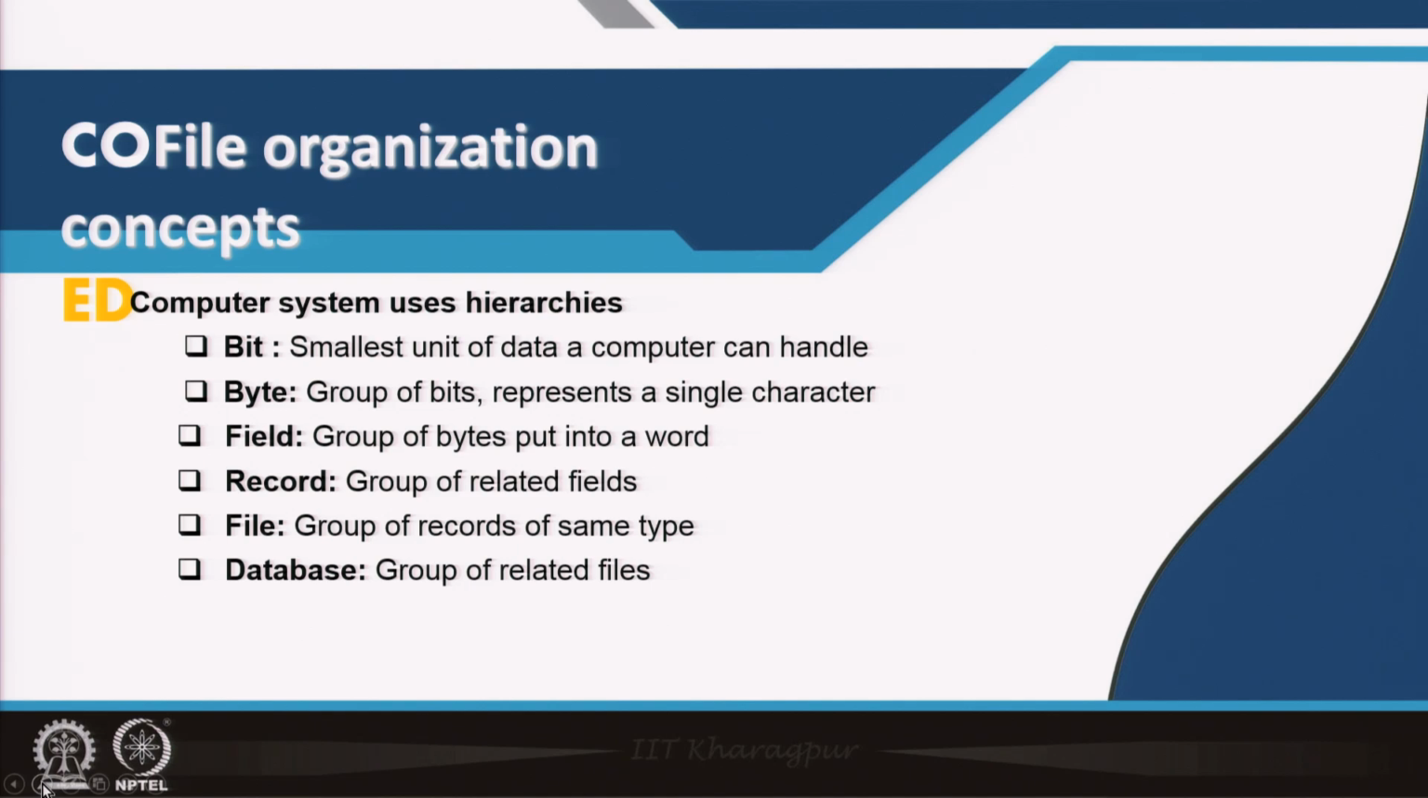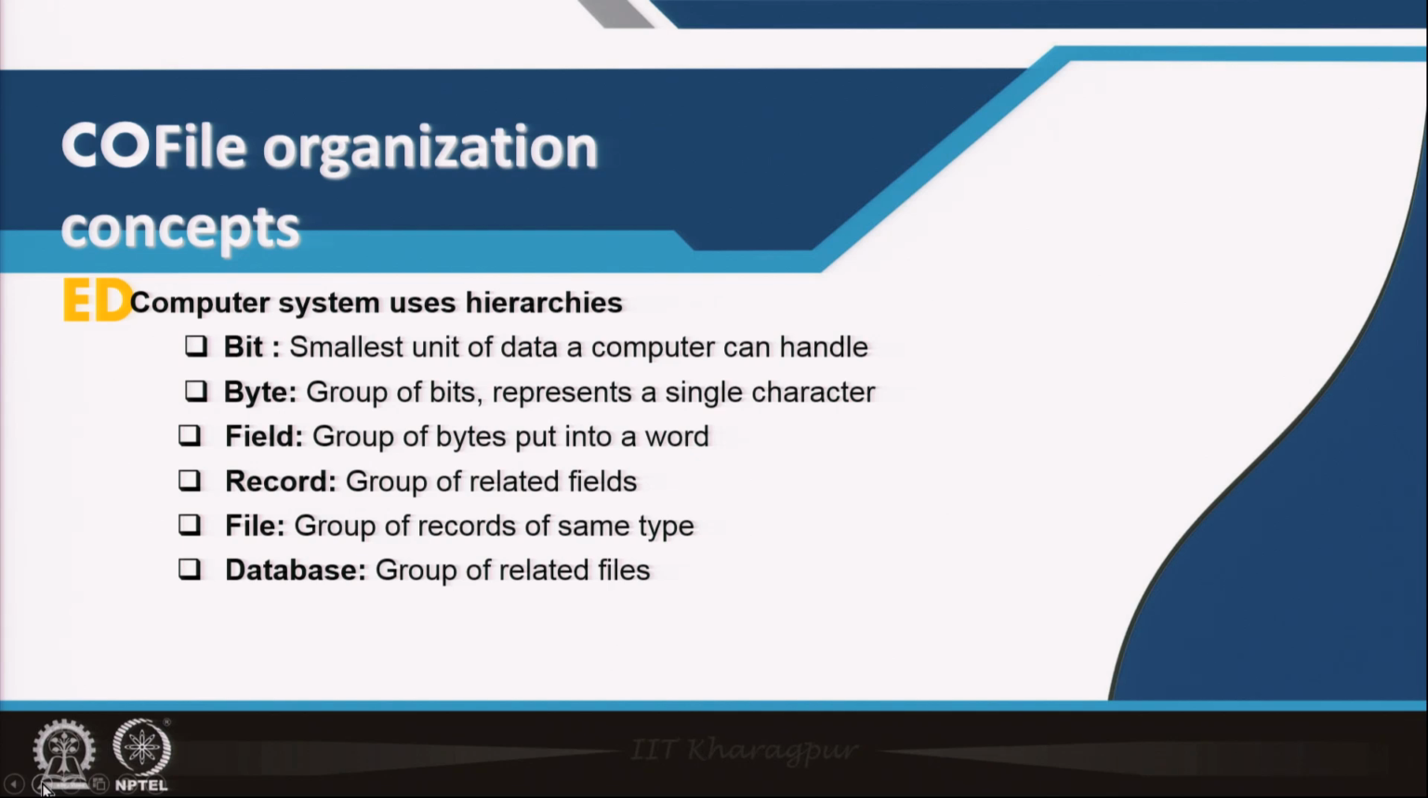The smallest unit of data a computer can handle is called a bit, and a group of bits that represent a single character is called a byte. A collection of bytes put into a word forms a field. Similarly, a group of related fields together forms what is called a record. I will be explaining this entire hierarchy using a very pertinent example soon.